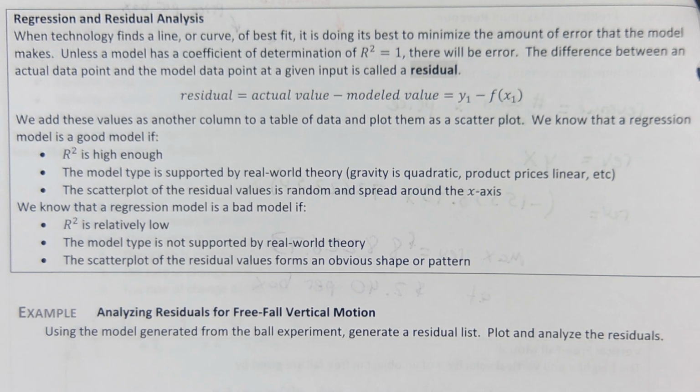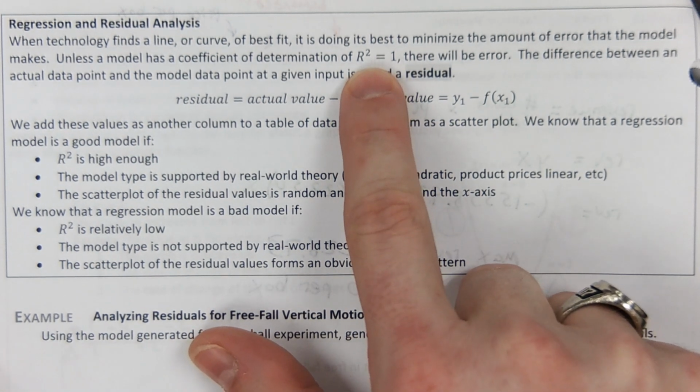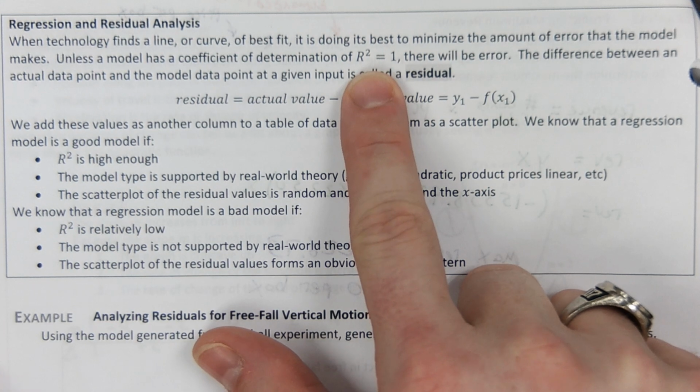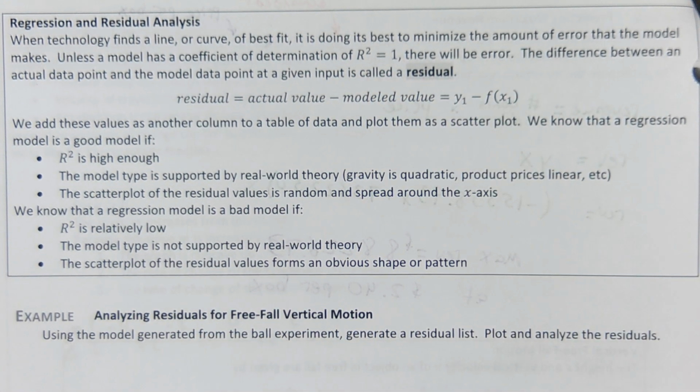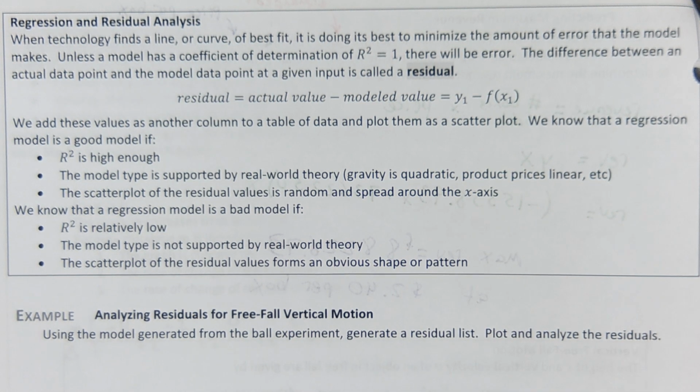Our R squared was 0.9993. So almost perfect regression. But it wasn't perfect, was it? What that means is there's a small amount of error. So unless you get an R squared equal to 1, whatever you just found will have a small amount of error. The difference between what our model predicted and what the actual values are is called a residual.